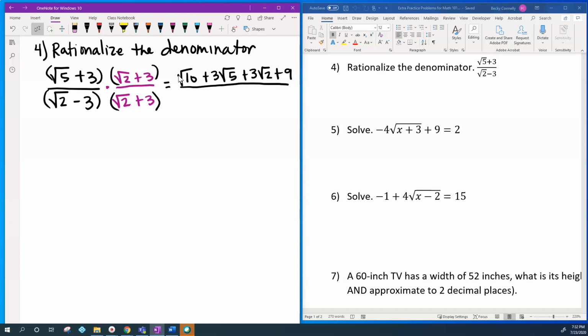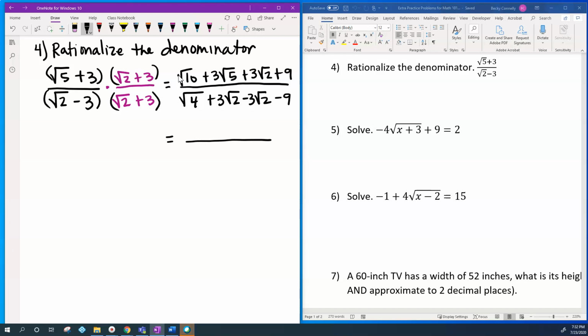Right, and then on the bottom, square root of 4 plus 3 square root of 2 minus 3 square root of 2, and then minus 9. All right, and then we just need to simplify things up, which it looks like you guys did nicely.